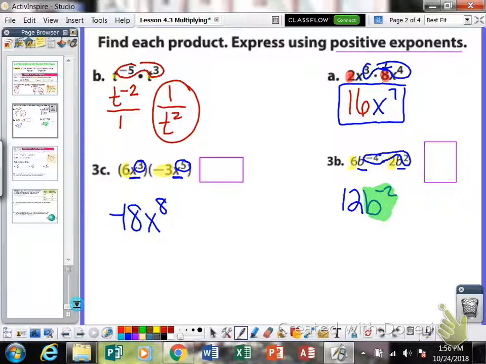Just this b does. So it's just this b that has a power of negative 2. So the 12 we leave alone. The 12 stays on top. And then the b actually gets switched to the bottom because it's on the top. And we get 12 over b squared.